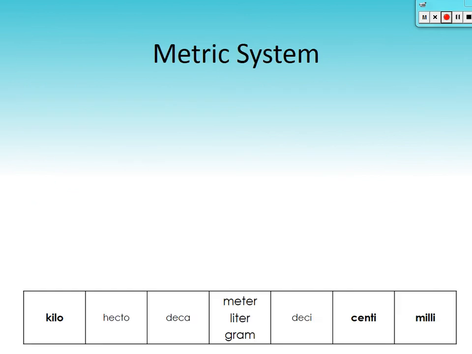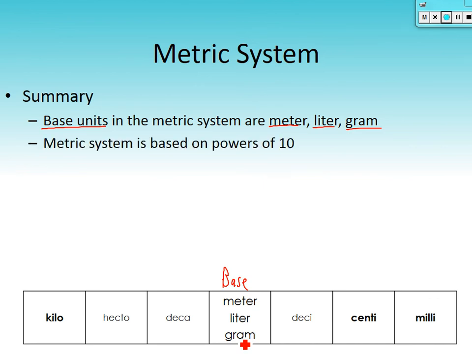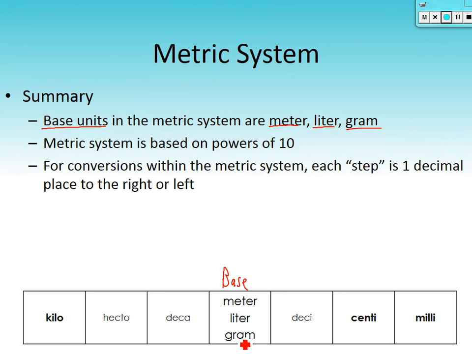All right, so the metric system, let's summarize what we just talked about here. We have base units in the metric system. These base units, which we put in the base unit box, for length is the meter, for volume is the liter, and for mass is grams. So if you want to put meter, liter, gram in that box, that's what I always do. The metric system is based on powers of 10.